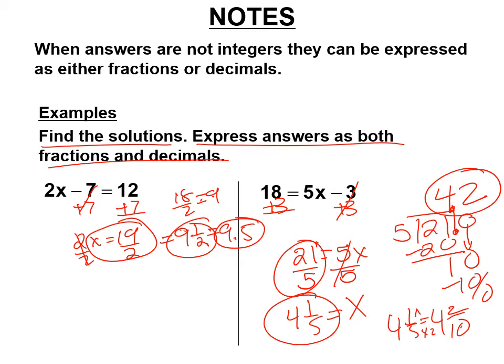All right, so all three of those were correct in the circle. 4 and 2/10 written that way is not correct because it's not simplified.